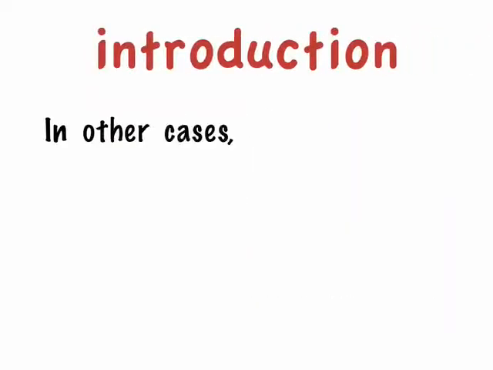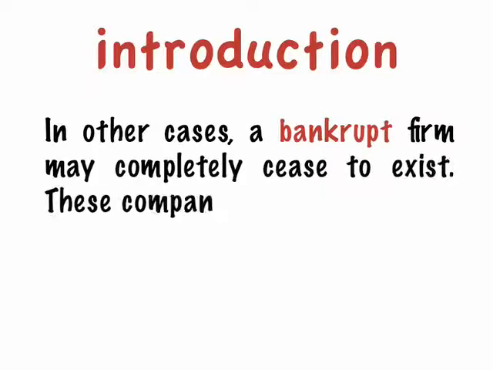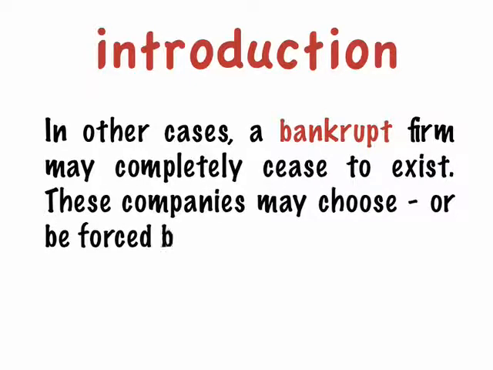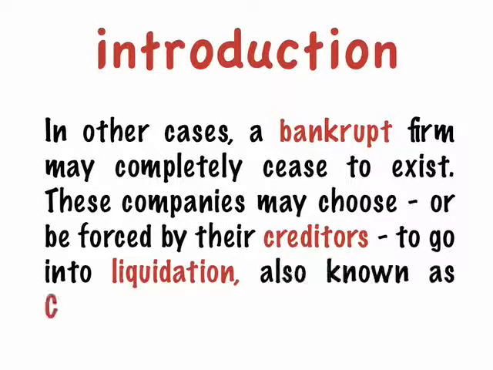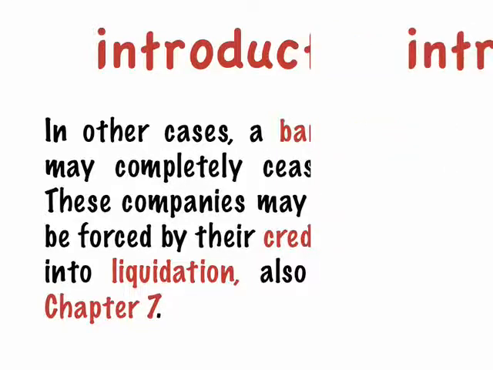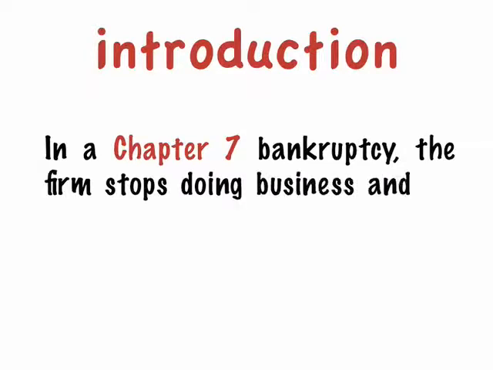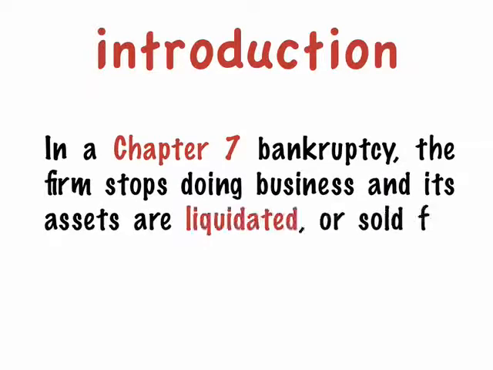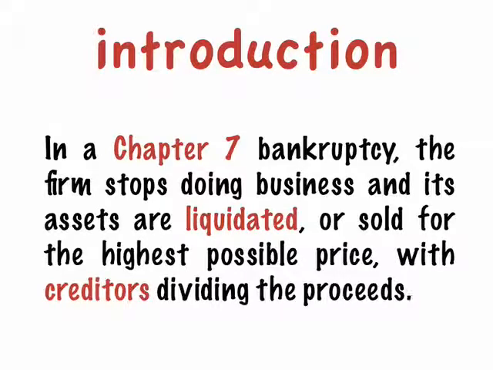In other cases, a bankrupt firm may completely cease to exist. These companies may choose or be forced by their creditors to go into liquidation, also known as Chapter 7. In a Chapter 7 bankruptcy, the firm stops doing business and its assets are liquidated, or sold for the highest possible price, with creditors dividing the proceeds.